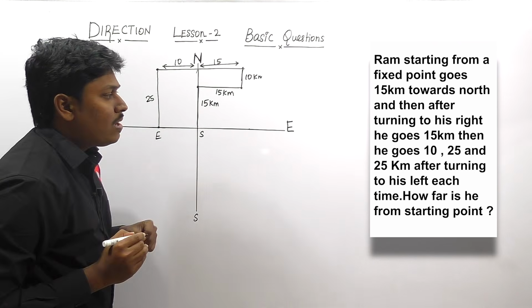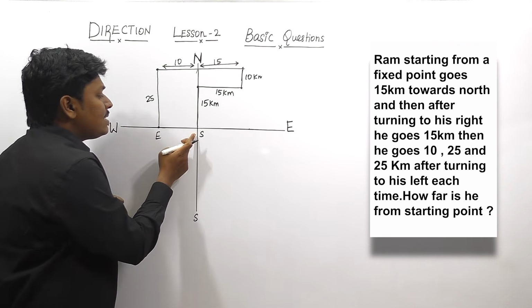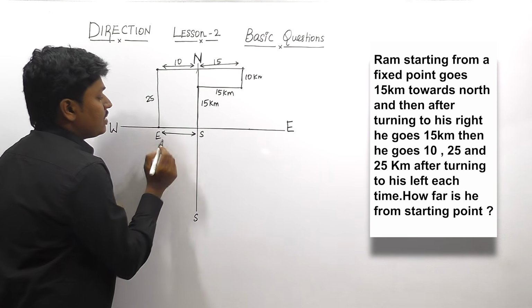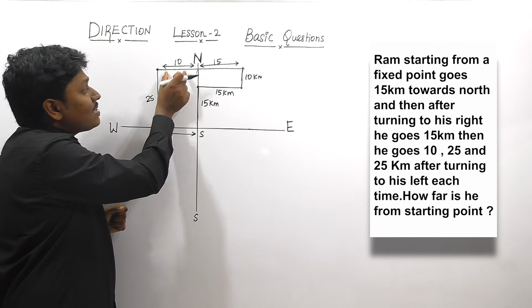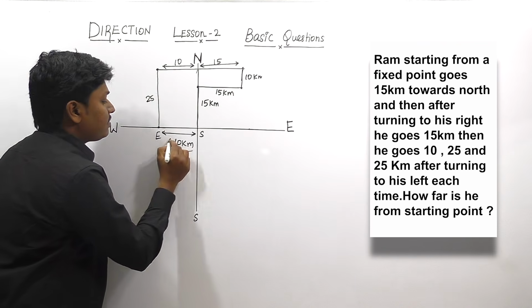So what is the question? How far is he from the starting point? So friends, they are just asking what is the distance between starting point and ending point. So they are just asking what is this distance. Listen carefully. This distance is equal to this distance. So this distance will be 10 kilometers. So I can say that the answer will be 10 kilometers.